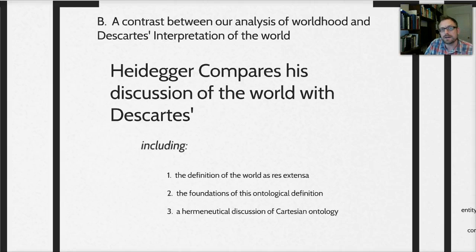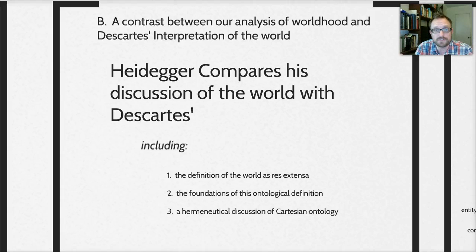Okay. Now, that concludes section A of Heidegger's analysis of the worldhood. Now, in section B, what he wants to do is use Descartes' Meditations and his conception of the world as res extensa, as a contrasting point, as a place to jump off and show how he's doing something very different.